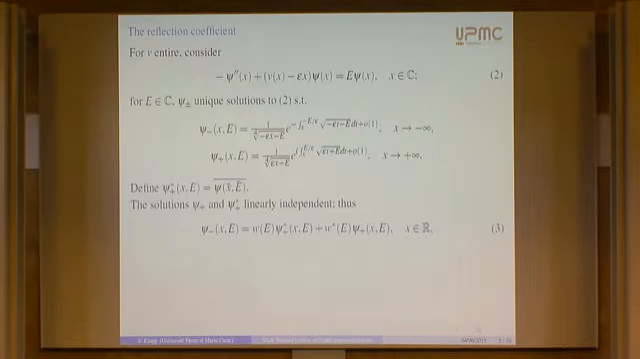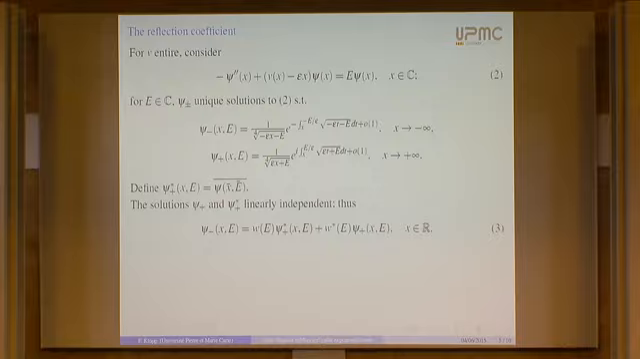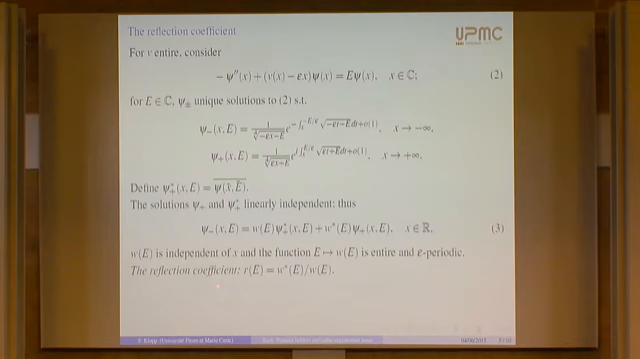And you can now write psi minus as a linear combination of psi plus and psi plus star. That W star comes from the symmetry and the properties near minus infinity, because this essentially at minus infinity is going to look like a real exponential. Since this is a second order differential equation, W of E does not depend on x. The function here is an entire function, and it is going to be epsilon periodic. And the reflection coefficient is nothing but the quotient W star by W.